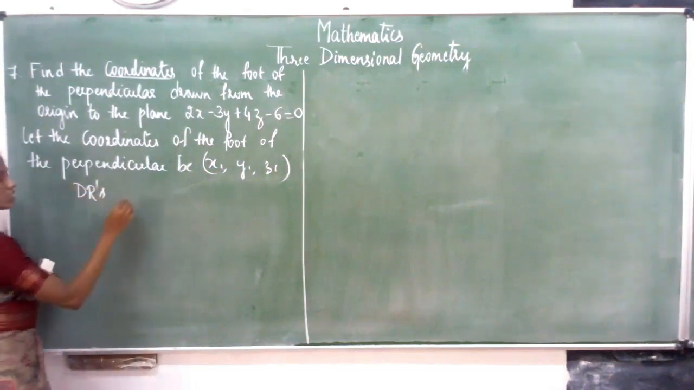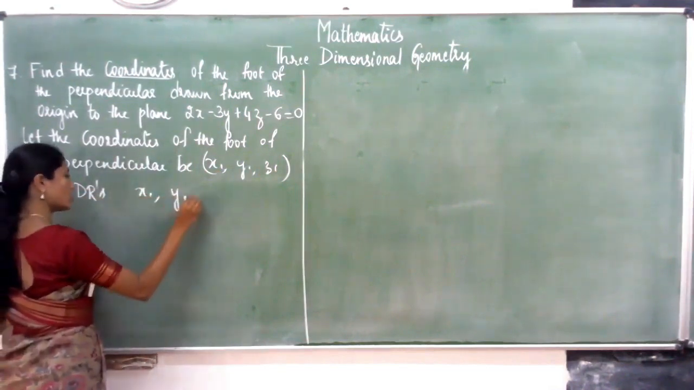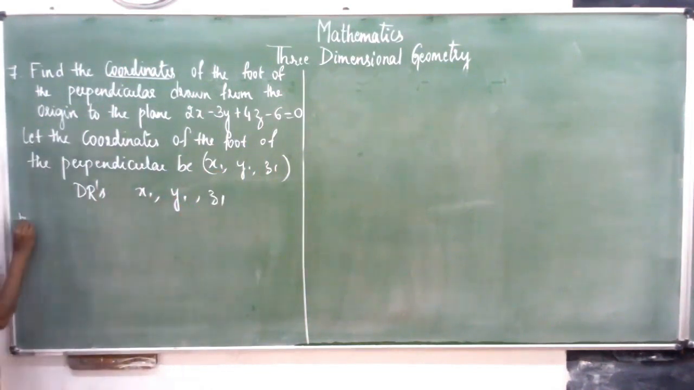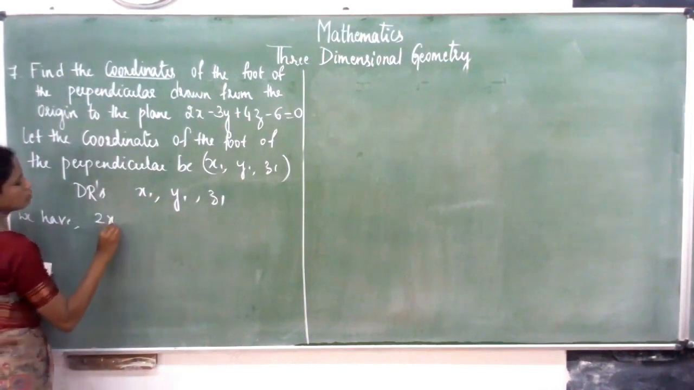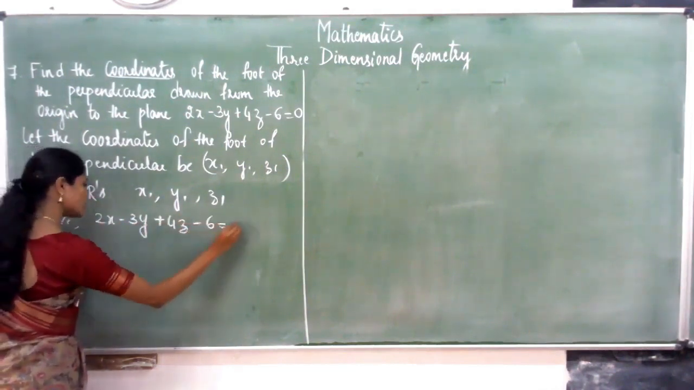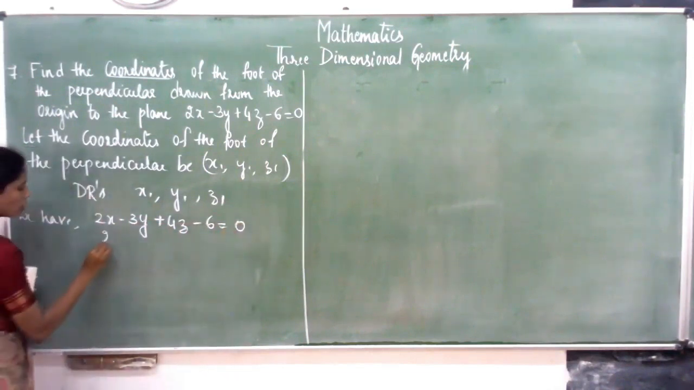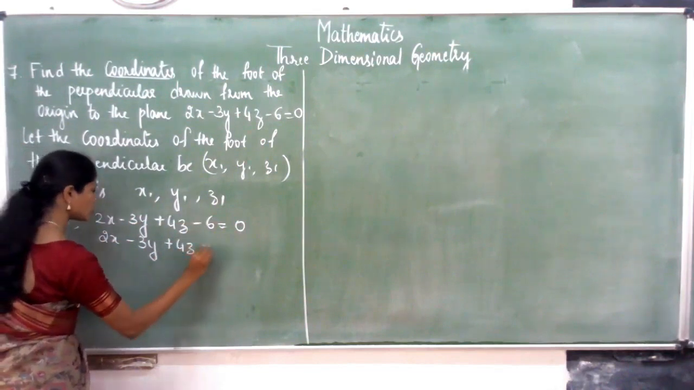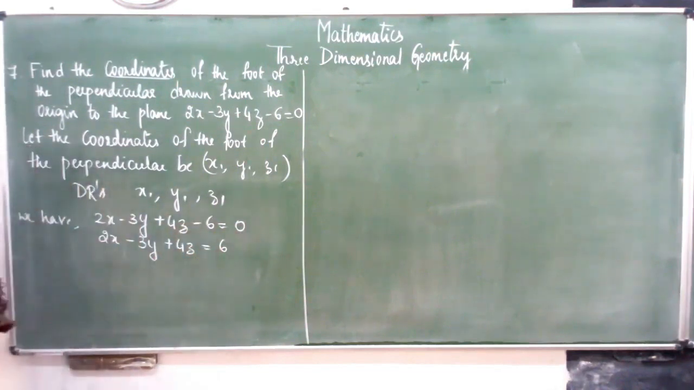Therefore, the direction ratios are x1, y1 and z1. Next, we have the equation of the plane, which is 2x minus 3y plus 4z minus 6 is equal to 0. Or we can write it as 2x minus 3y plus 4z is equal to 6. From this, let us find the direction cosines.